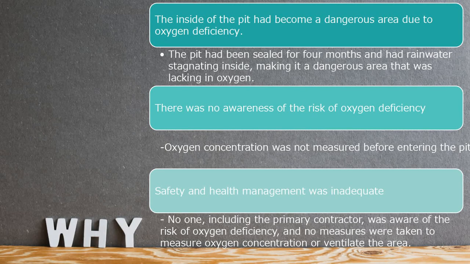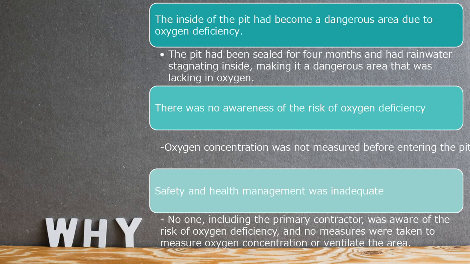Let's take a look at how this accident occurred. The pit had been sealed for 4 months, and rainwater had accumulated in the pit, making it an oxygen deficiency hazard. After rescuing the victims, firefighters measured the oxygen concentration in the pit and found it to be 12.9%. The 2 affected workers did not measure the oxygen concentration before entering the pit for work, nor did they ventilate the pit before working in the pit and performing the rescue.